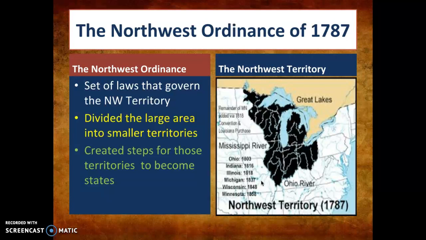So we create an ordinance, which is an unofficial law. If you think of a noise ordinance or a curfew, those are ordinances for a city. They're rules that you have to follow within a given area. So the Northwest Ordinance was a set of laws that governed this new Northwest Territory. Under the Northwest Ordinance, it divided the territories up into smaller territories and was very complex, really, in forming townships and whatnot. And it also created steps for those territories to become states.